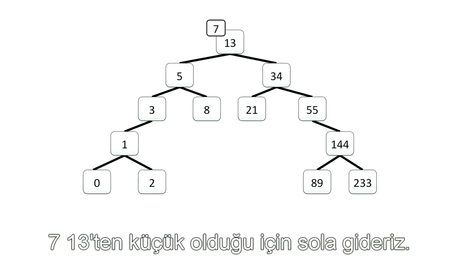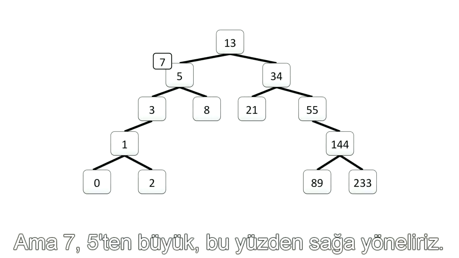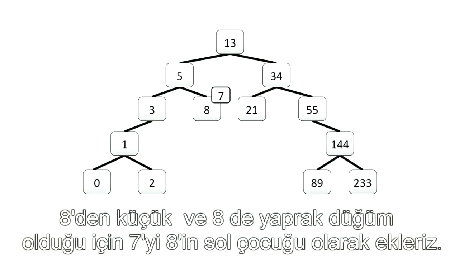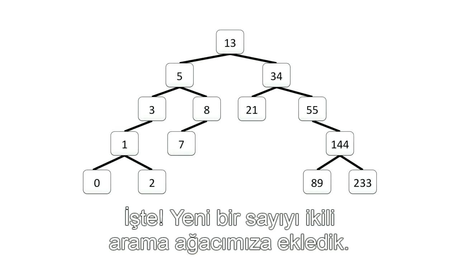Since 7 is less than 13, we go to the left. But it's greater than 5, so we traverse to the right. Since it's less than 8, and 8 is a leaf node, we add 7 to the left child of 8. Voila! We've added a number to our binary search tree.